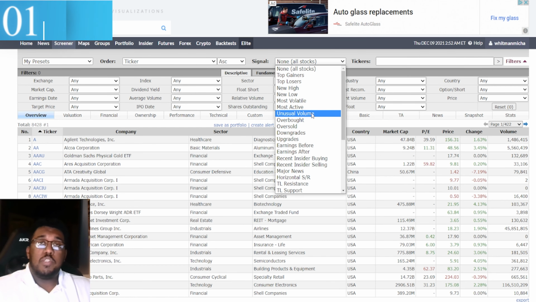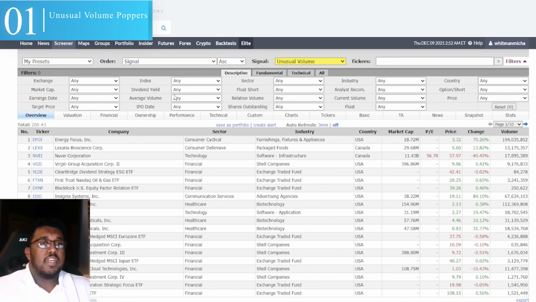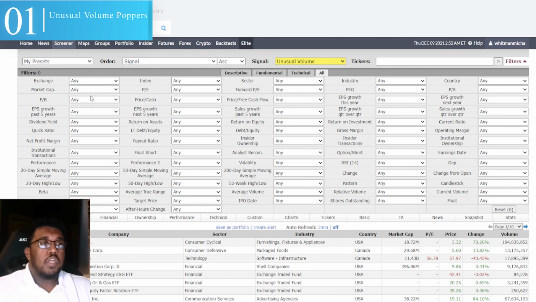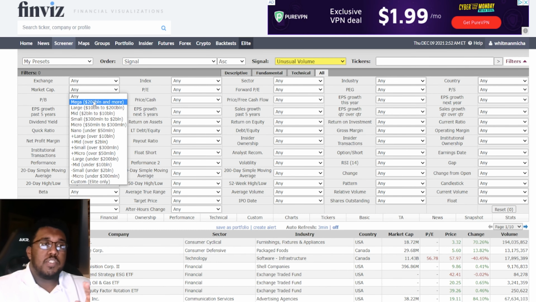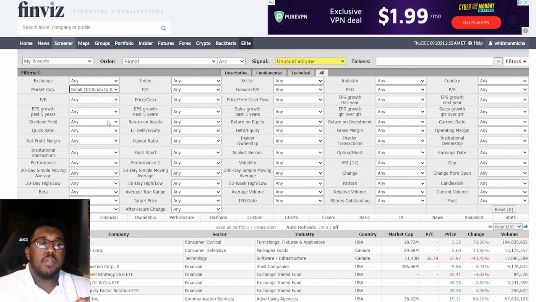Now, the first thing you're going to do is click on Signal. You're going to go to Unusual Volume. Second, we're going to click on All, go to Market Cap. You have a couple options here. I like to go from 300 million to 2 billion, small. If you feel like you don't have enough options to look at by the end of this, you can always change this to just small, under 2 billion. For now, let's look at small, 300 million to 2 billion.